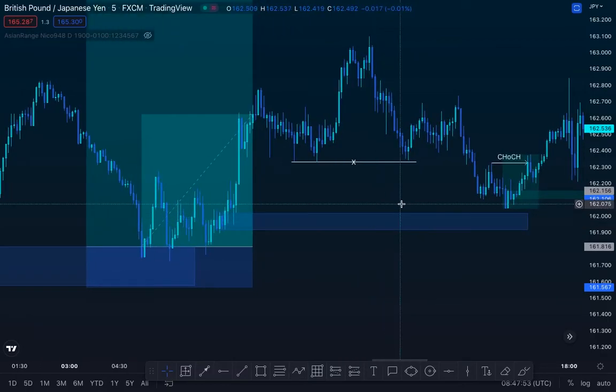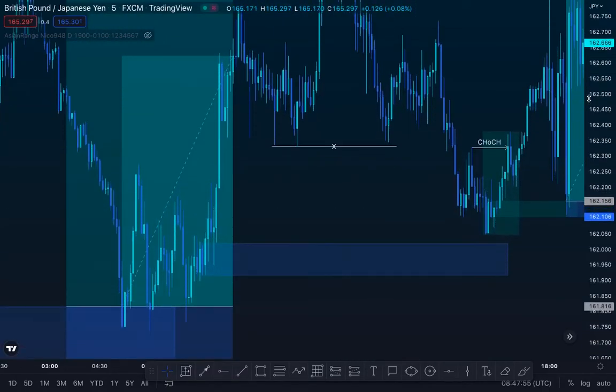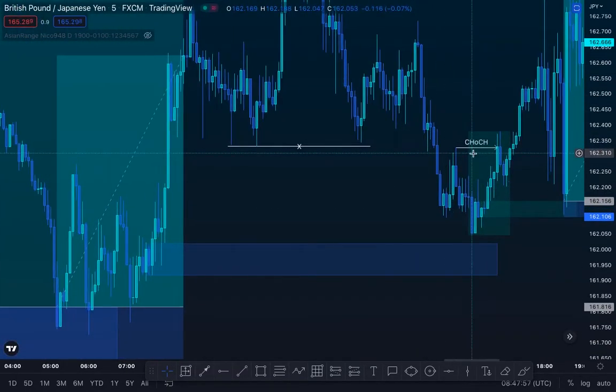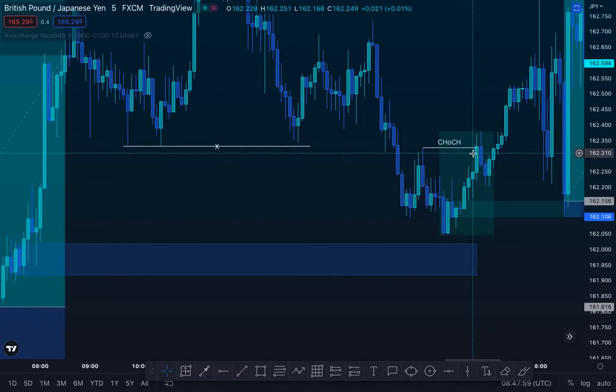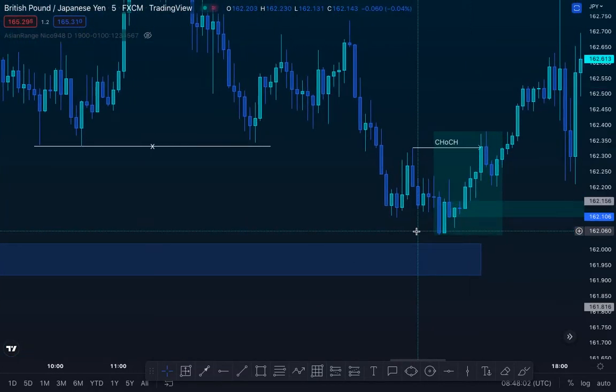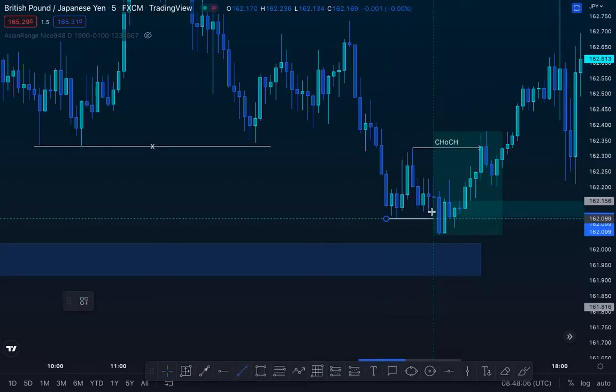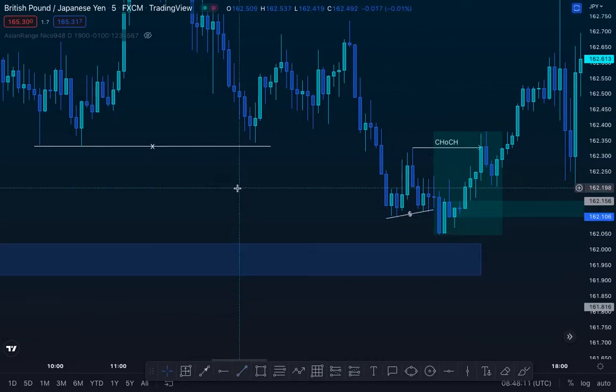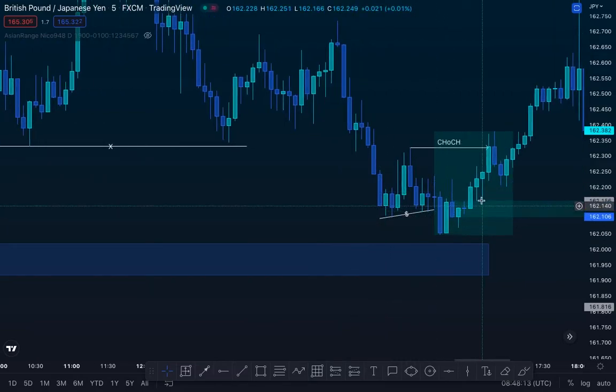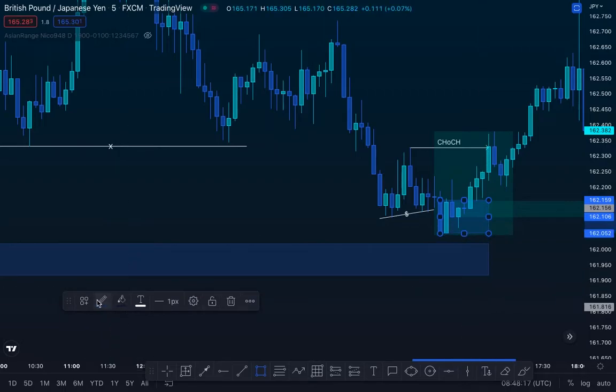Obviously, this demand didn't get tapped into. That's okay. But what does price do now? Price creates a change of character. As soon as I saw the change of character, I looked just below it and I saw that there was minor support that was actually created. As you can see, there was a minor support here that was created, and that also got taken out by this candle here.